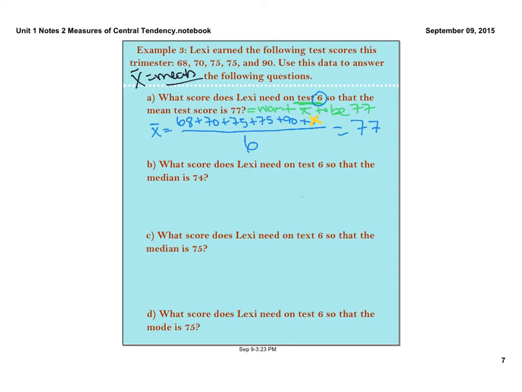So the first thing that I'm going to do is take these 5 test scores and add them up because I can combine those. I know what those are, so I'm just going to go ahead and add them. So 68 plus 70 plus 75 plus another 75 plus a 90. I end up with 378. So I get X bar is equal to 378 plus X over 6 equals that 77. I apologize, I don't have a whole lot of room for you to show some work here, so I'm kind of cramming stuff in.